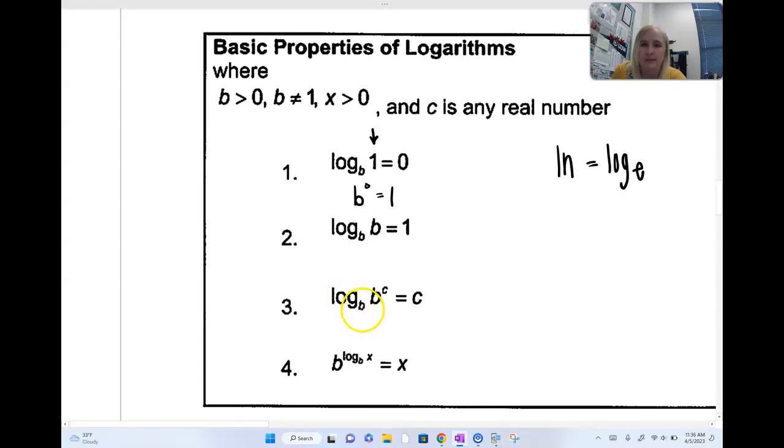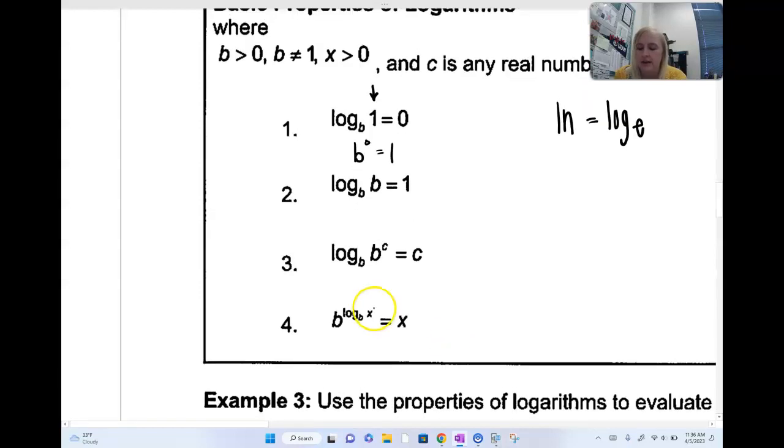All right, we have log base b of b to the c, and it's just going to equal c. So it's going to cancel those b's out and leave us with just that exponent. Same as if we have b raised to the log base b. So those bases have to be the same in order to cancel it out. So be careful. And then it's just going to equal the inside of whatever that log is.